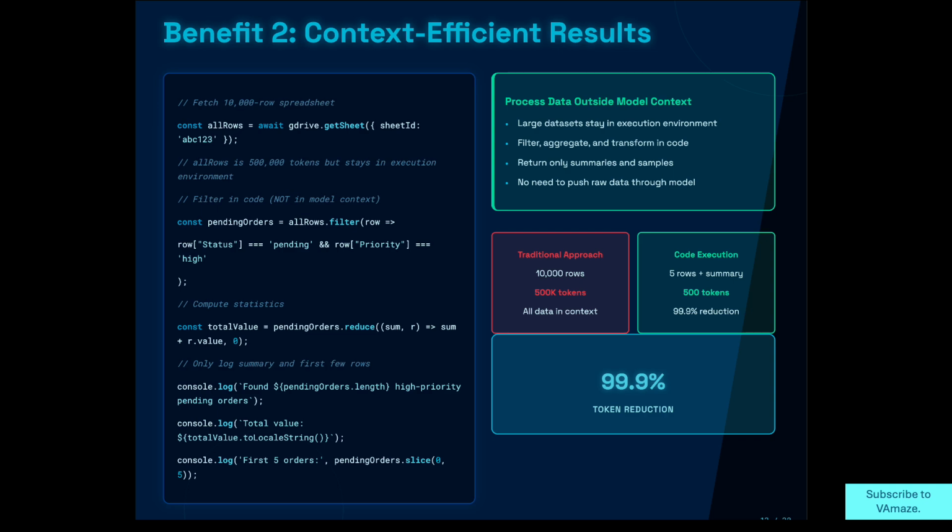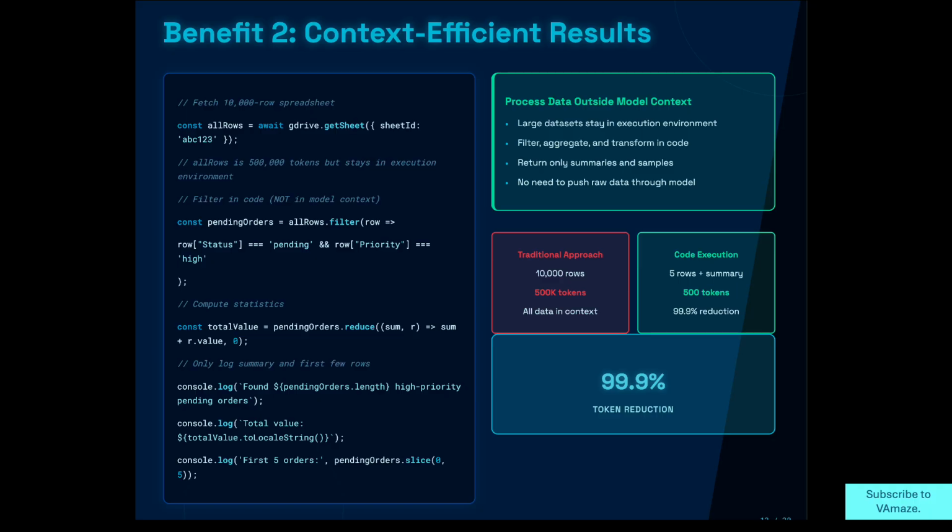Context efficiency. The second major benefit is context-efficient handling of tool results. Let me show you a powerful example. Imagine your agent needs to analyze a 10,000-row spreadsheet to find pending orders. With traditional tool calling, the agent would fetch the entire spreadsheet, all 10,000 rows, into its context window, then process it to find the pending ones. That's potentially hundreds of thousands of tokens for data that mostly gets filtered out.